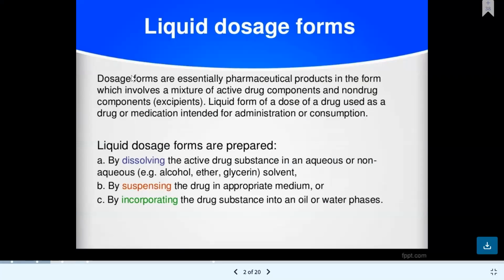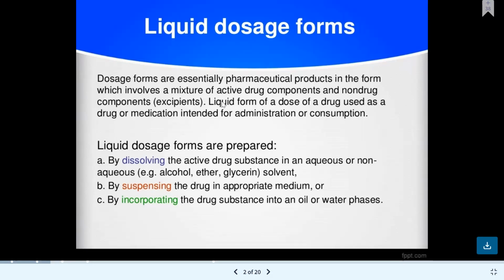In this slide, I mention the liquid dosage form. All of you know that dosage forms are essentially pharmaceutical products which involve a mixture of active drug component and non-drug component. There are two components present in dosage forms. The first is the active drug component, or pharmaceutical agents, and the other is the non-drug component, which is not responsible for pharmacological activity. This is called the excipient.